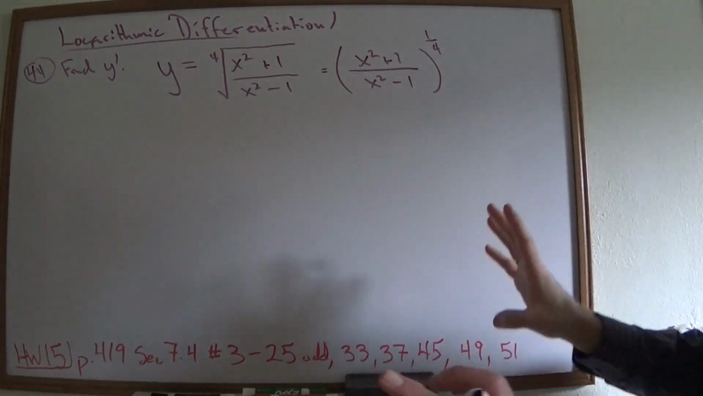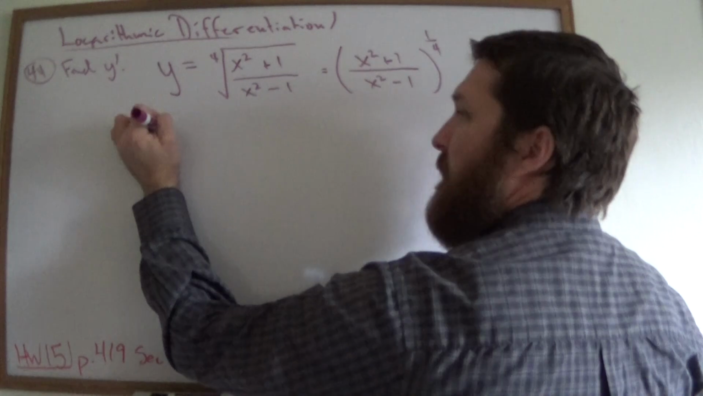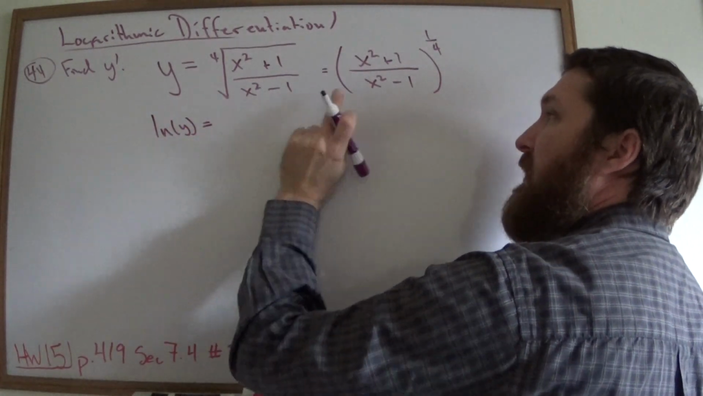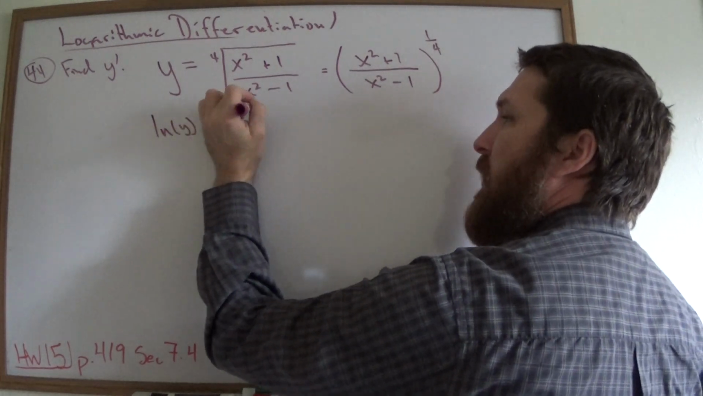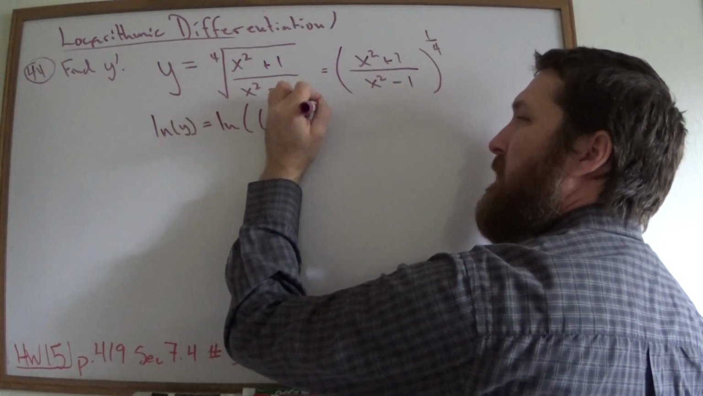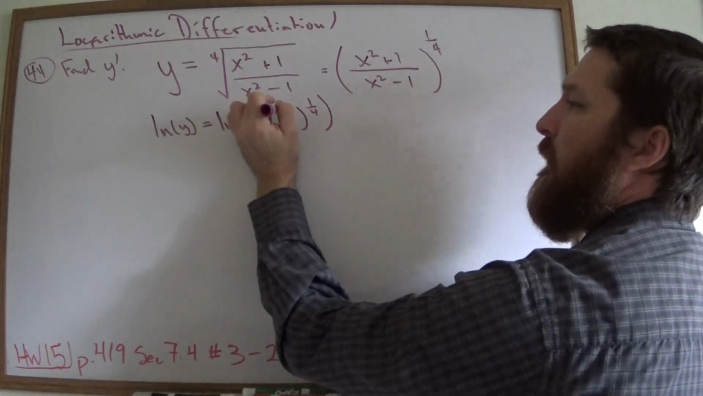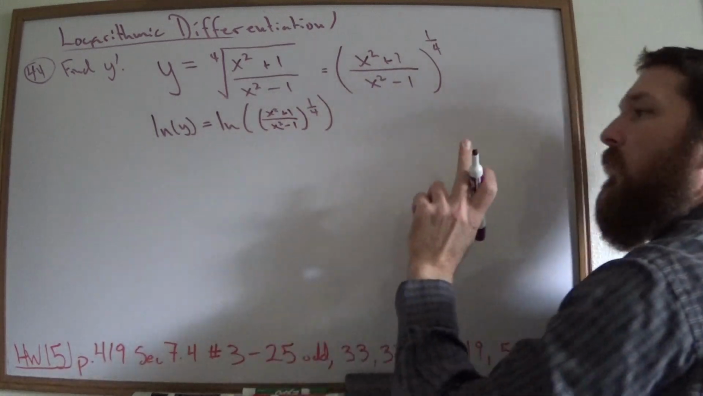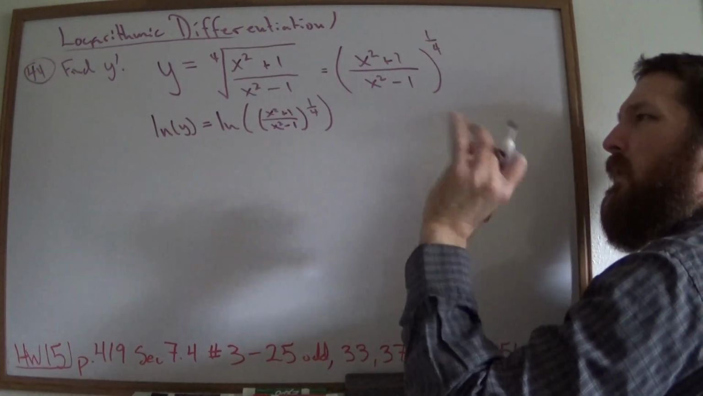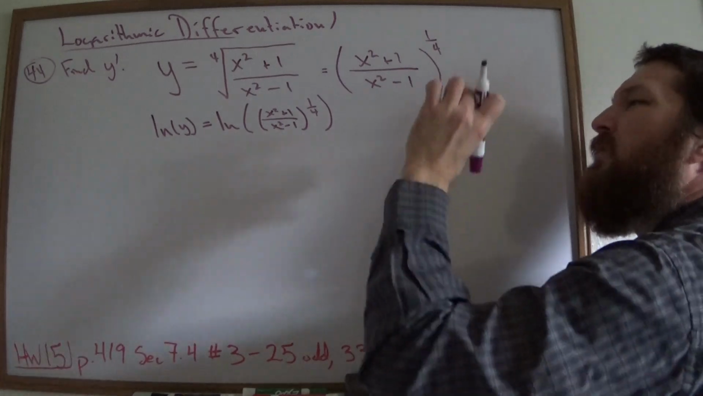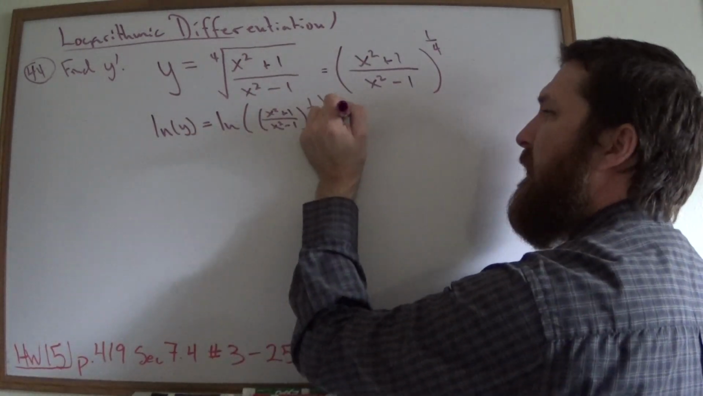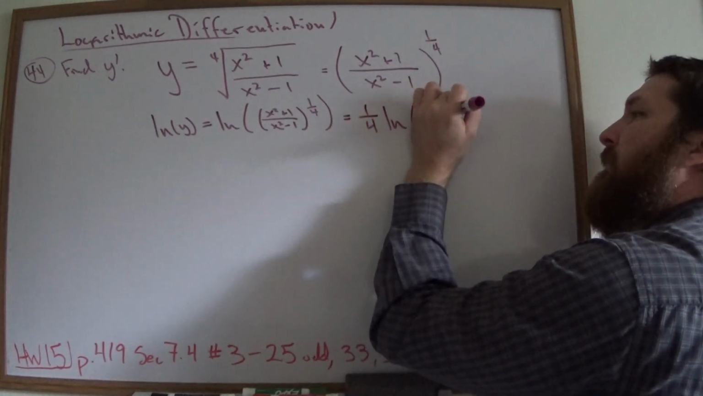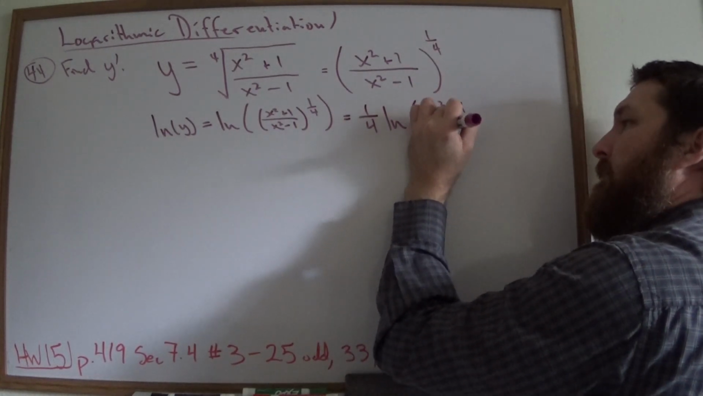But if I take the natural log of both sides, let's just see if that simplifies at all. So the natural log of y is the same thing as the natural log of a bunch of stuff, (x squared plus 1) over (x squared minus 1), raised to the quarter. So what could I do? Drop the quarter down. That would definitely be my first step. So that's a quarter times the log of something divided by something.